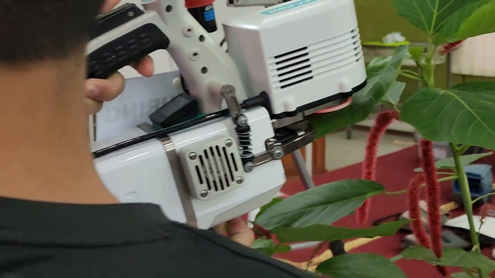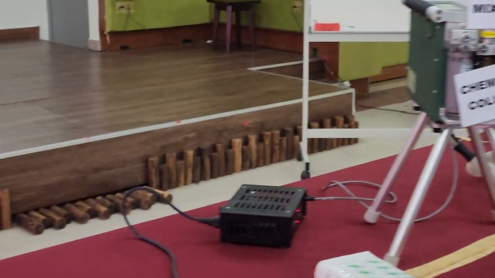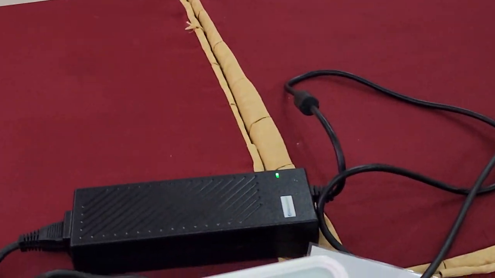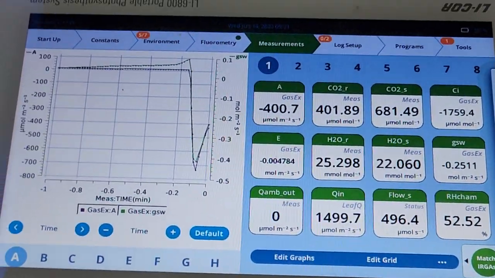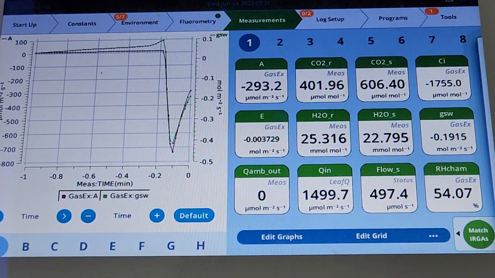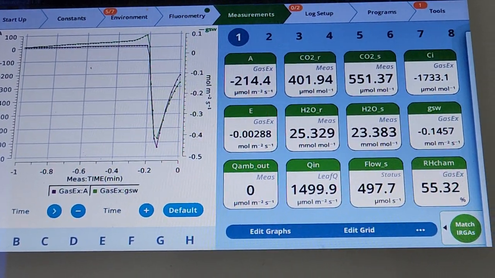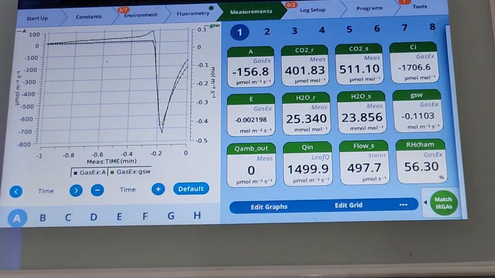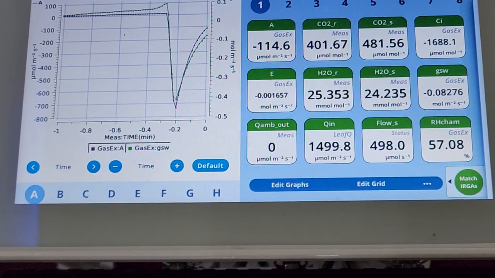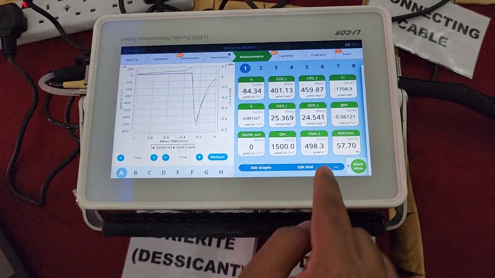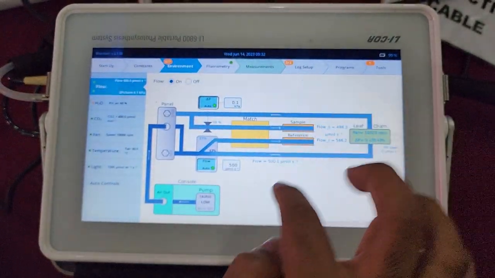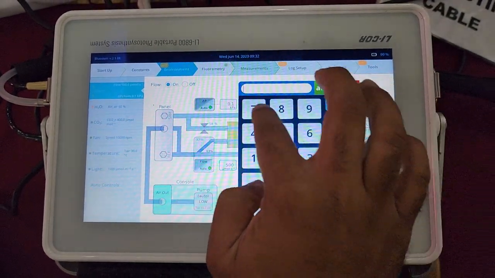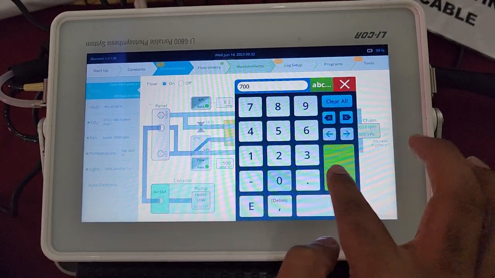Okay. I think we need to increase this flow. This flow is quite 700.